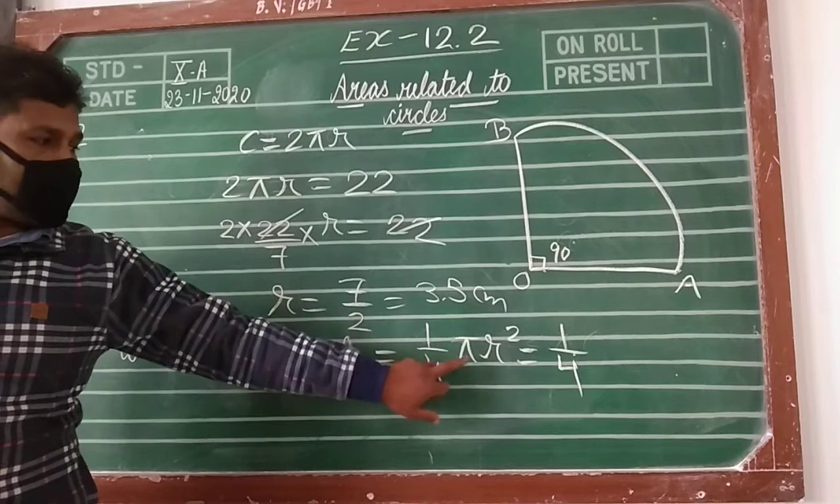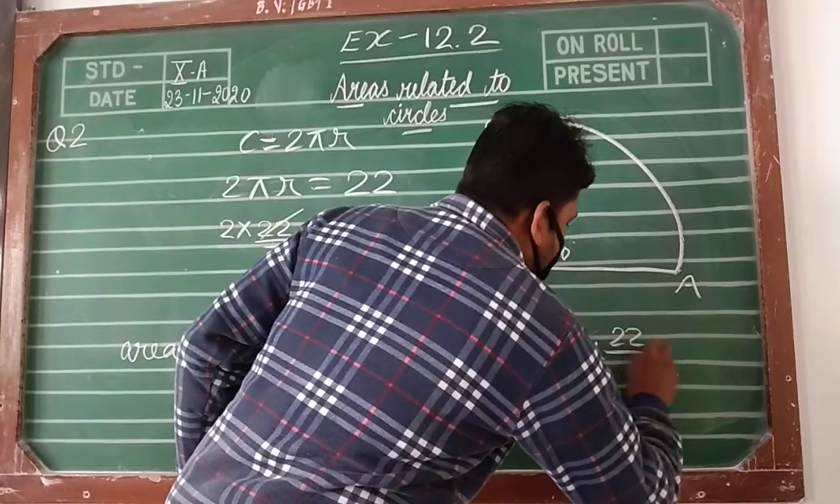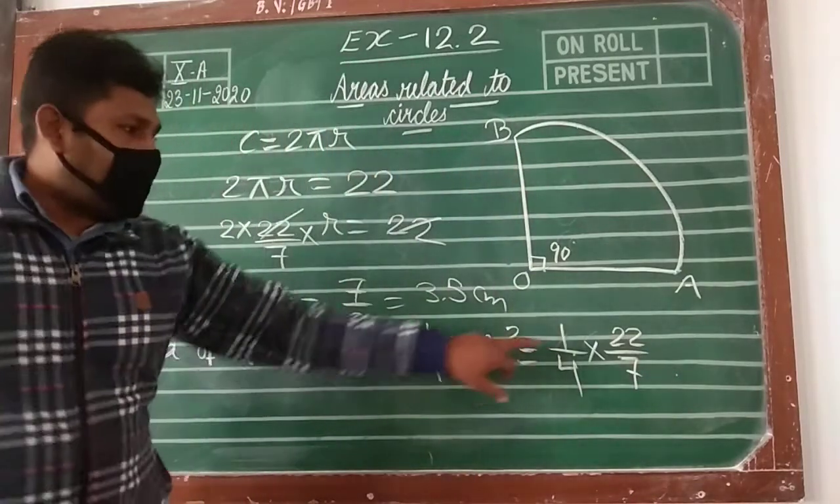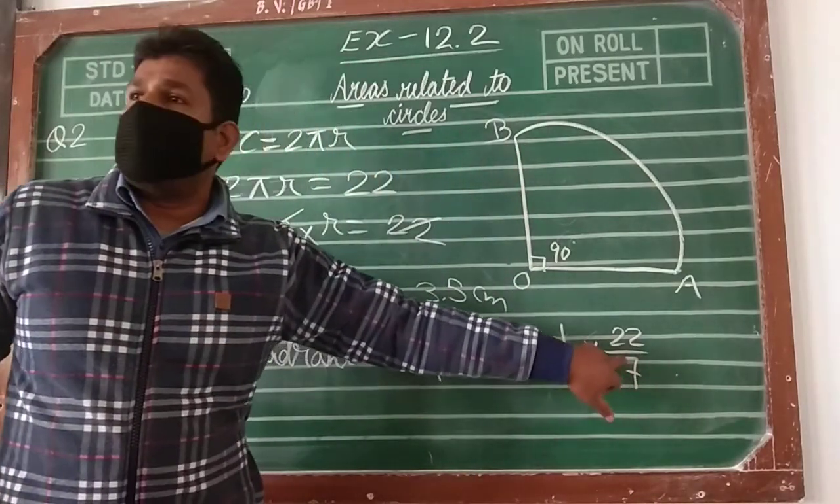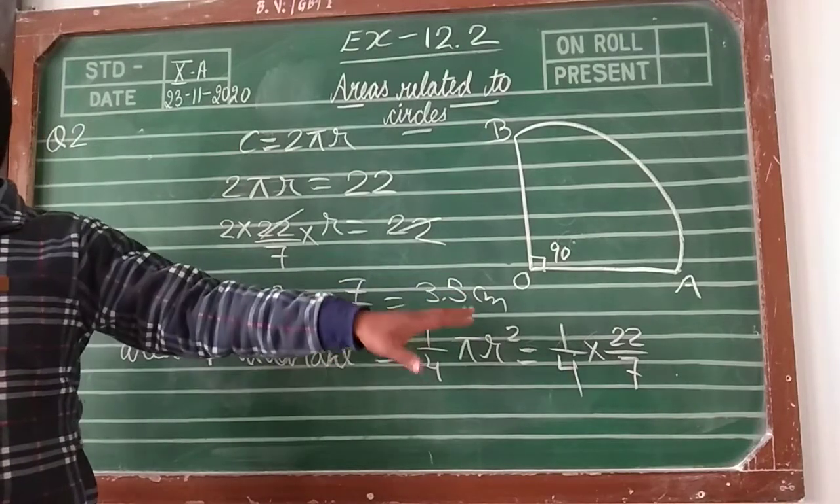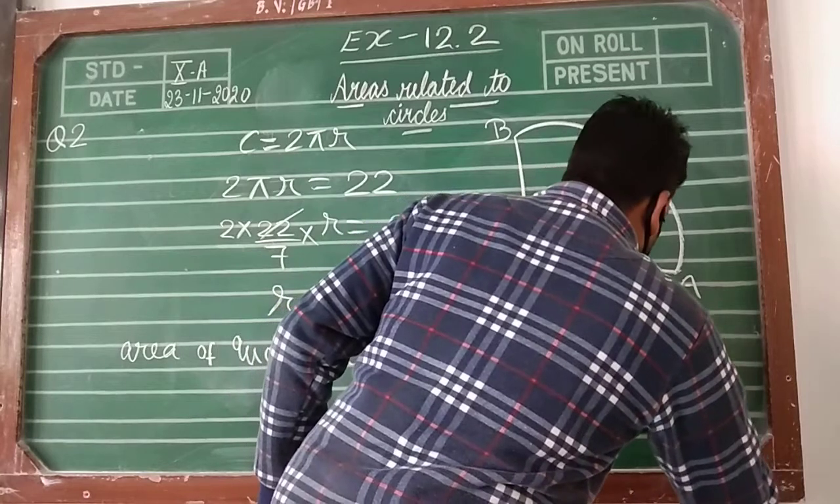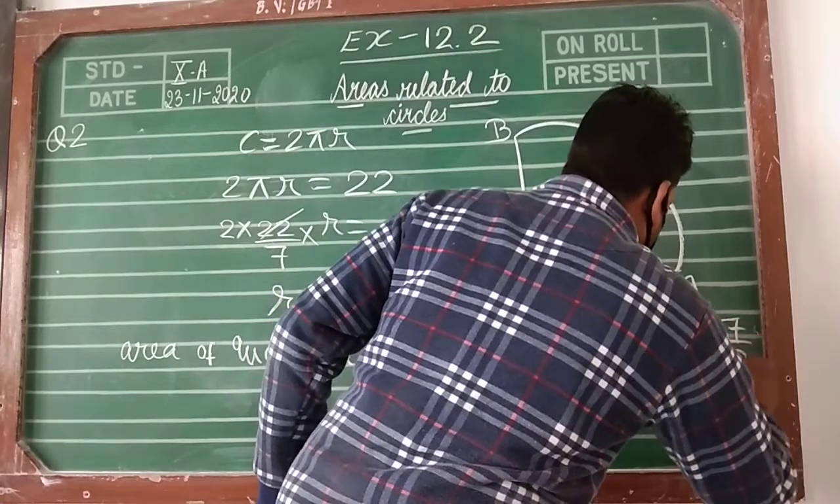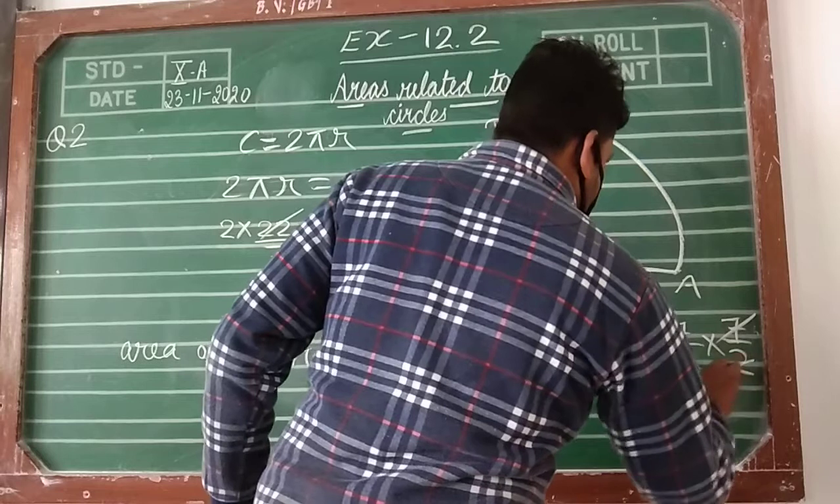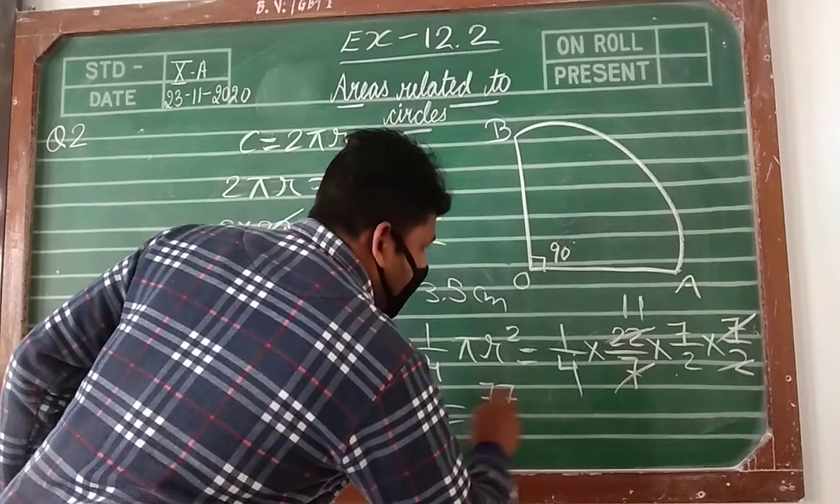Then what we know, if you are keeping the value of pi as 22 upon 7, then we are getting the value 7 in the denominator. It means that easily if you are putting this value, then easily we are getting the solution. Then 7 by 2 into 7 by 2. Solve this. 77 upon 8.